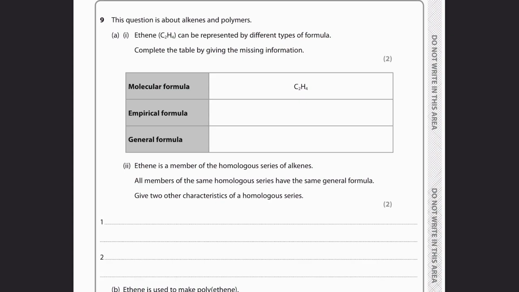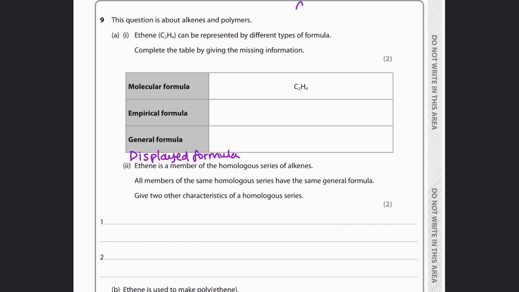So they want you to know molecular formula, empirical formula, general formula, and just to enhance your learning, we're also going to add displayed formula, because I've seen that on past papers before. So, do we know what all of this is? Let's start with general formula. General formula is like an equation. There's only 2 general formulas that you need to know. So we're revising right now.